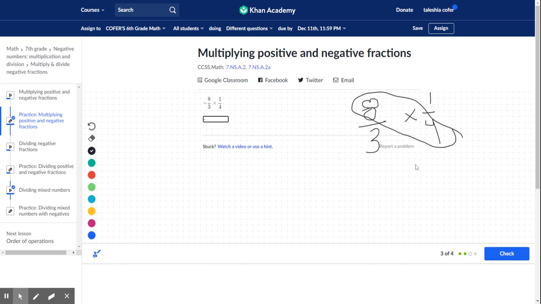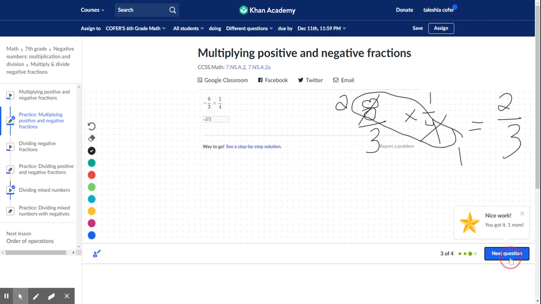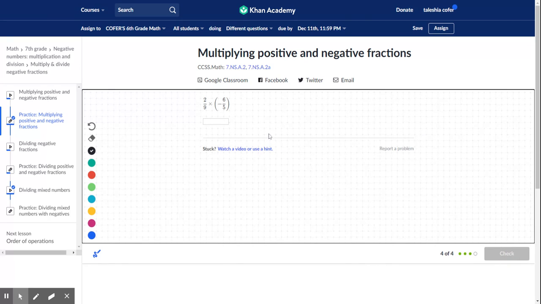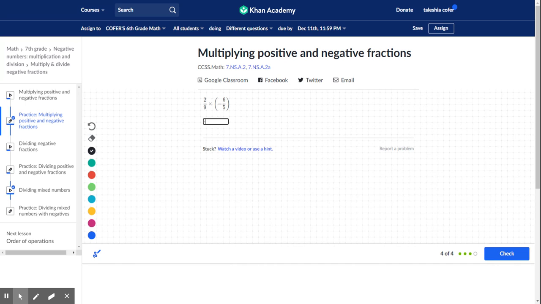Those are both multiples of 4, so I can divide both of them by 4. 8 divided by 4 gets me 2, and 4 divided by 4 gets me 1. Now I can multiply straight across. 2 times 1 is 2, and 3 times 1 is 3. So 2/3. And it is a negative 2/3 because they are different signs. These are different signs, so I automatically know my answer is going to have to be negative.